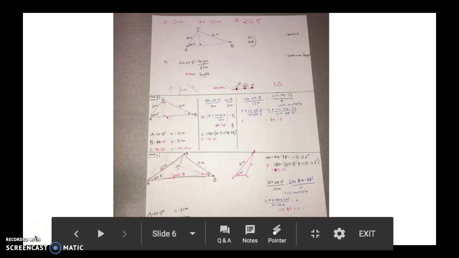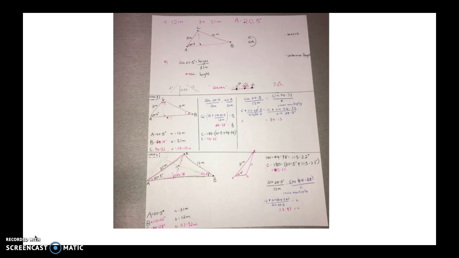All right, and then the last case, which I cannot find, so excuse me just a minute. Righty. So for this one, I'm given A, B, and C. I mean A, B, and A. That means two side lengths because they're in lowercase, and one angle, 20.5.